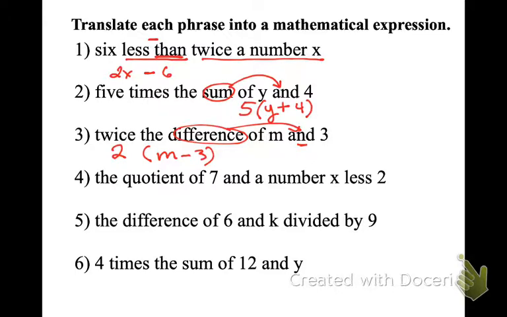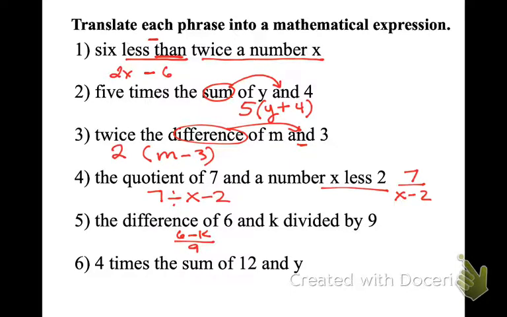So I believe you can write it like this. 7 divided by x minus 2. X definitely goes x less 2. That's its own chunk. If we put this into a fraction, I believe it's going to look like this. Yes. Okay? The difference of 6 and k divided by 9. The difference of 6 and k, Roman? 6 minus k over 9. 6 minus the k over 9.